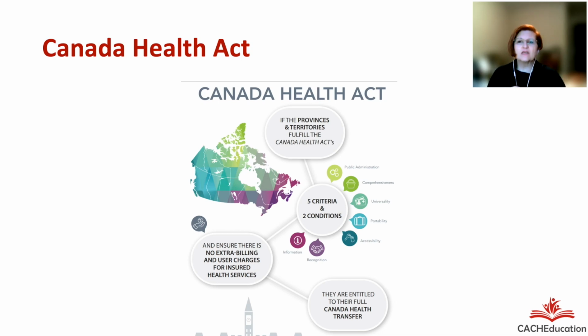If the provinces and territories fulfill the Canada Health Act, there are 5 criteria and 2 conditions that need to be achieved by the provinces in order for them to get funding through the mechanisms of action in Canada. The health administration needs to be done through a public administration organization. It needs to be comprehensive. There needs to be universality. It needs to be portable.